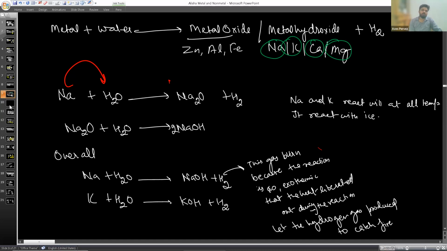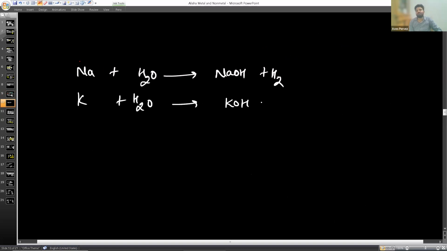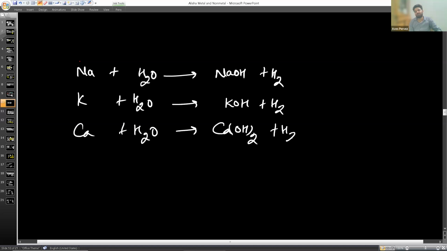Okay. So similarly, if I take the other elements, for example, sodium when it reacts with water, it reacts at all temperatures. It will form sodium hydroxide plus hydrogen gas. Stop writing. Nobody is going to write now. Potassium when it reacts with water will give you potassium hydroxide plus hydrogen gas. Calcium when it reacts with water will give you calcium hydroxide plus hydrogen gas. Magnesium when it reacts with water will give you magnesium hydroxide plus hydrogen gas.